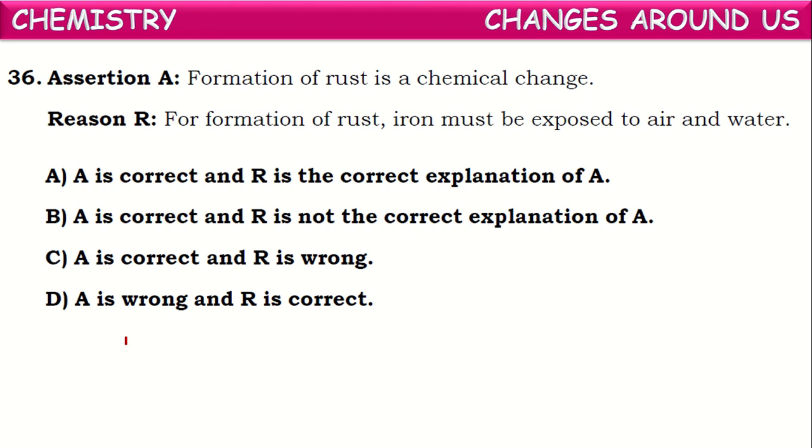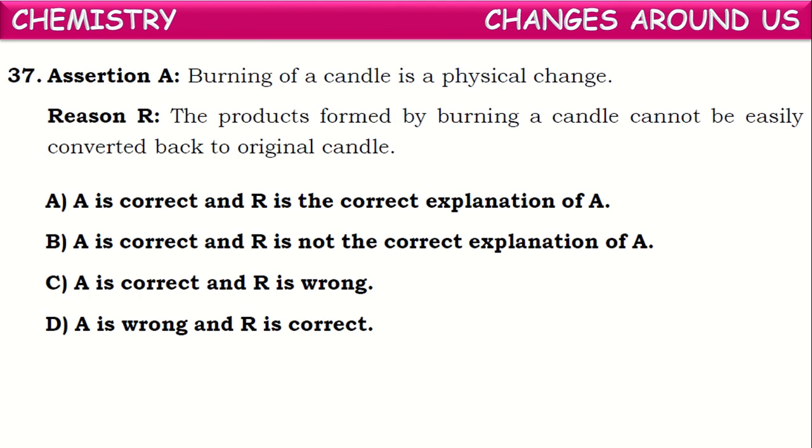Formation of rust is a chemical change. Is it correct? Yes, formation of rust is a chemical change because in the formation of rust, iron converts into iron oxide. As a new substance is formed, it is a chemical change. Next one, reason: for formation of rust, iron must be exposed to air and water. This is also correct because here iron reacts with these two, then only it can form rust. That's why this is correct and it is a correct explanation for the assertion.